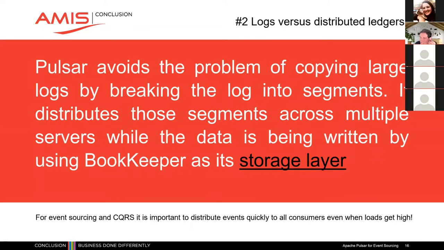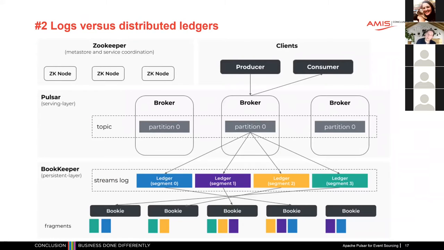And with Pulsar, Pulsar avoids this problem. Instead of copying all the large logs, it's breaking down the logs into segments, and it distributes those segments across the multiple servers, while it's being written down to BookKeeper for the storage layer. And you see that here in a little bit in the architecture, right, is that if a producer sends a message to a broker, then the messages that are coming in are placed into segments.